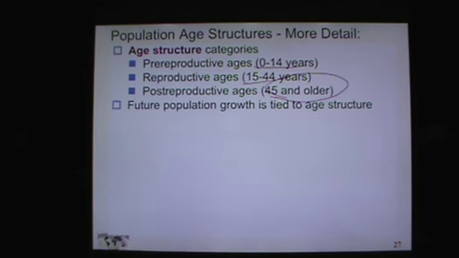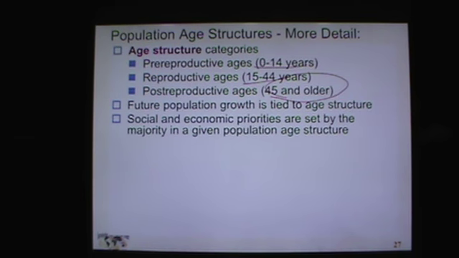Let's look at population age structures in a little bit more detail. So we have some age structure categories for human beings. Once again, pre-reproductive is birth to 14 years. Reproductive is 15 to 44 years, and post-reproductive is anyone over 45, statistically speaking. Future population growth is tied to age structure of a population. When we talk about populations, we're talking about a particular country.